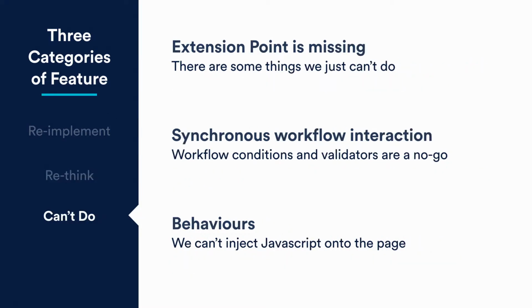So the final category is the can't-do category. We wish it didn't exist, but it does. There are a few things where the extension point is completely missing and there's no workaround or rethink that we can do. Anything involving synchronous workflow interaction at the moment, we can't do. There are no conditions or validators. And anything that requires interacting directly with the DOM, we can't do. So that's behaviors out. We can't interact with the Jira issue editor or the create screen.